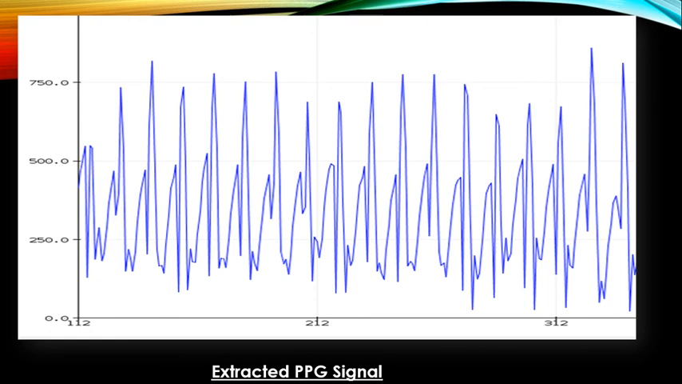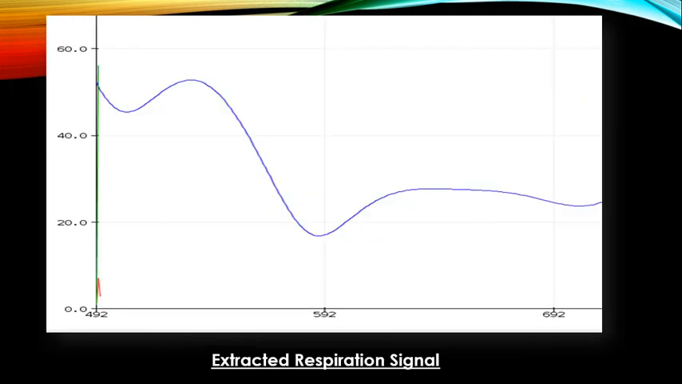Our job was to extract the PPG and respiratory signal in different graphs and to display them. This is the extracted respiratory signal that we have found with the help of the Arduino code, and that is how we have approached this question, and that should be the end of it.